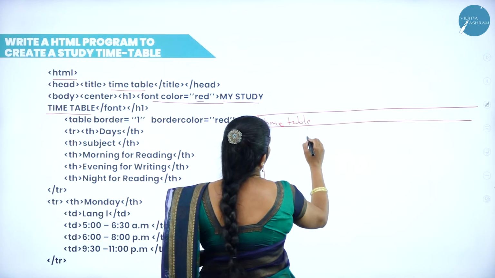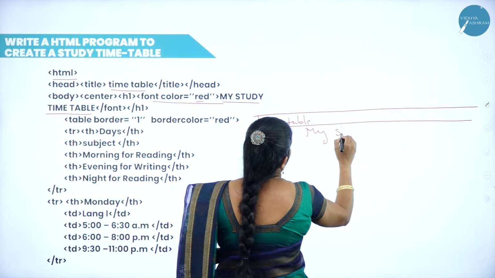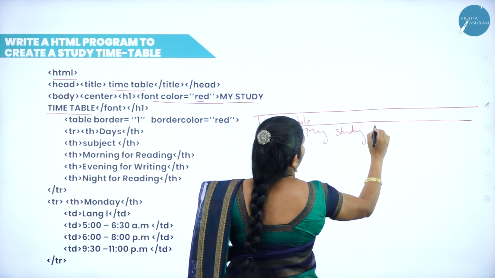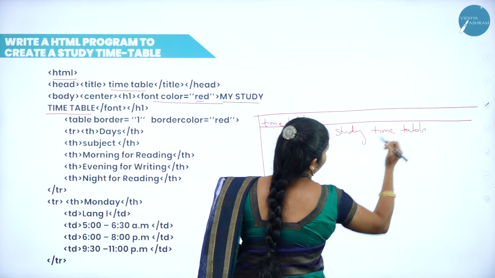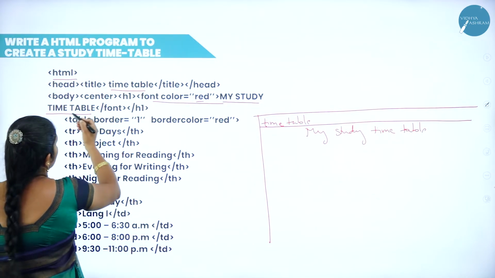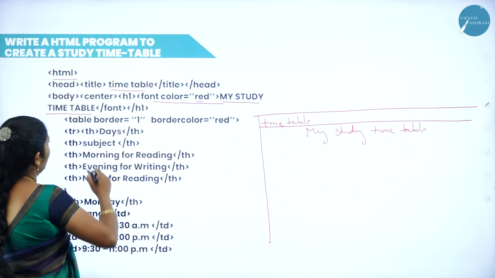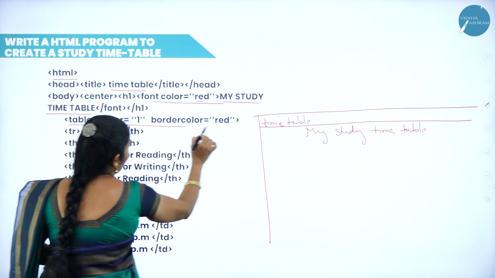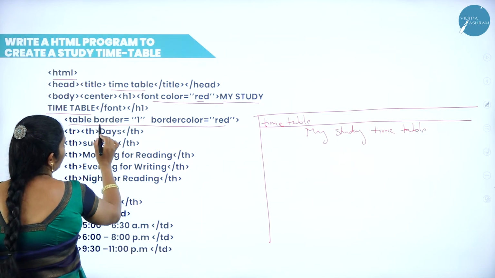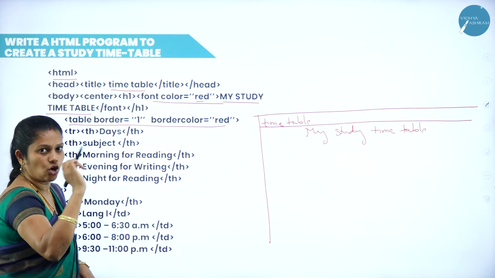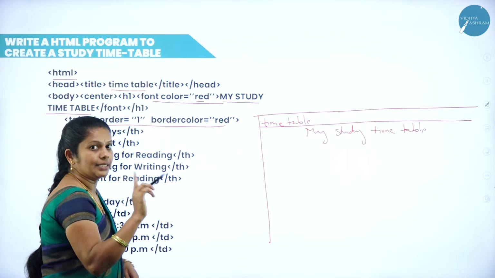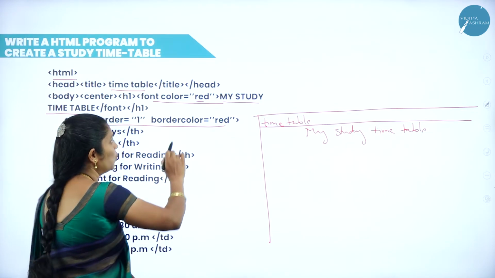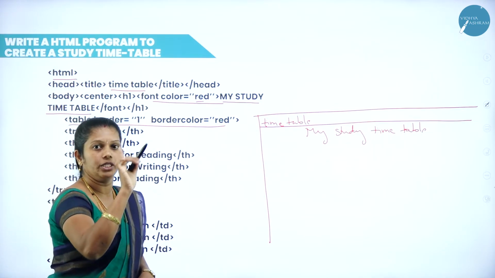What is the content? My study timetable is the heading. Okay, now consider this is the heading for this document. Then we are creating a table. On that table, we have given border equals 1. The border thickness, how much you want, that you can give. And the border color. While writing the color, spelling C-O-L-O-R, only you have to write, then only it will work.